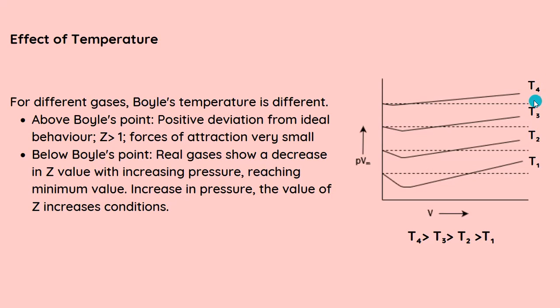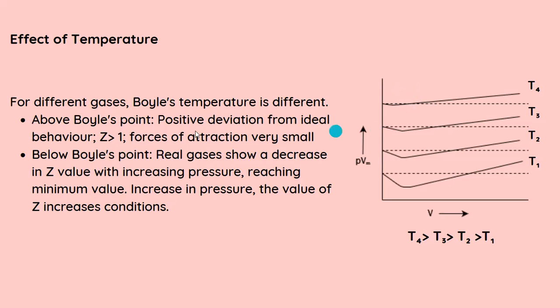T4 is considered to be the Boyle's temperature if it shows the ideal behavior over a range of pressures. So at various different pressures also, it is able to show the ideal behavior. Then T4 is considered to be the Boyle's temperature. Based on the nature of the gas, that's going to decide the Boyle's temperature.